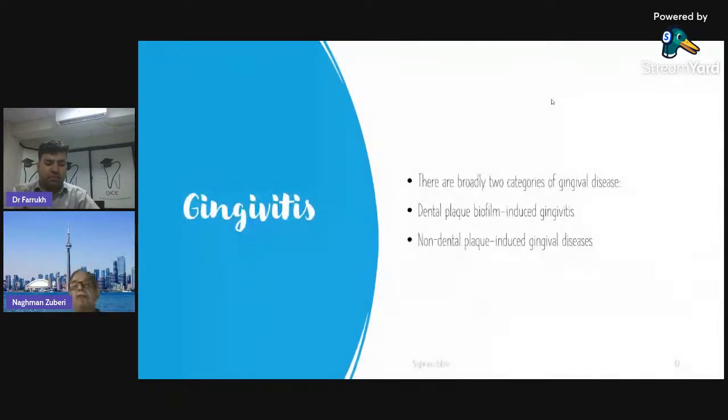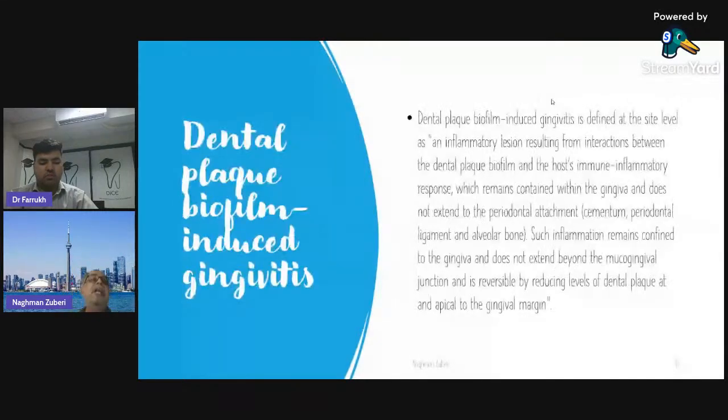Gingivitis. There are broadly two categories of gingival disease: the dental plaque biofilm induced gingivitis, which I have already mentioned, and non-dental plaque induced gingival diseases, which could be because of some underlying conditions or maybe some local problem which is present in the oral cavity. Dental plaque biofilm induced gingivitis is the commonest form of gingivitis.